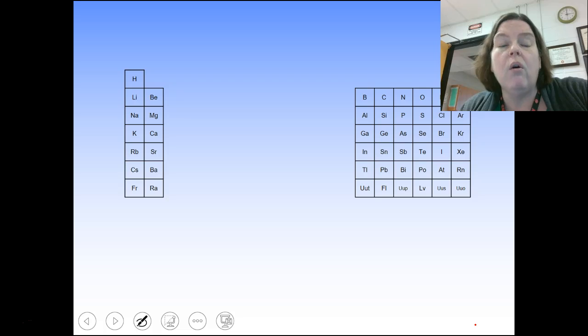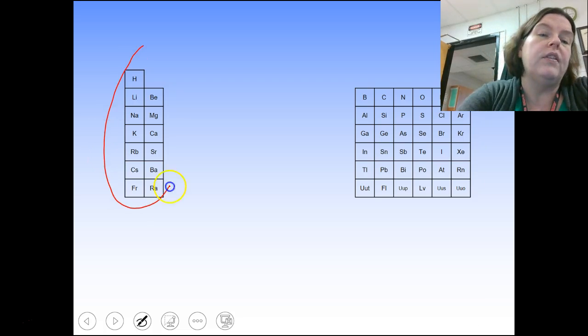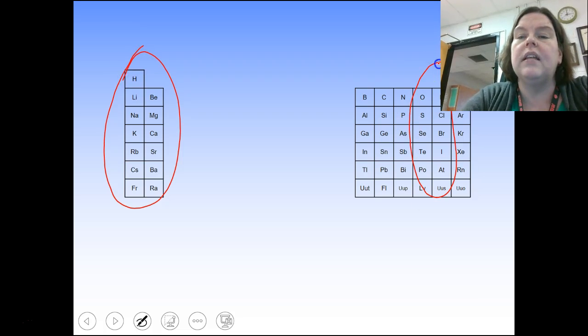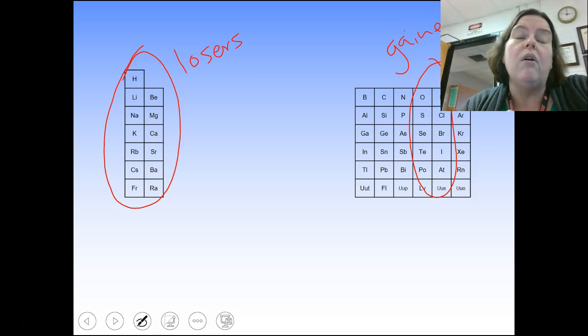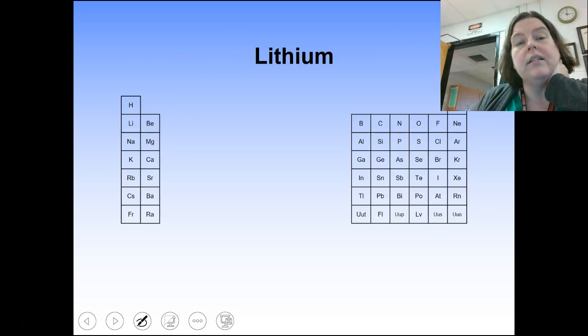So we know, in fact, that the things over here on this side of the periodic table want to lose, and that things over here on this side want to gain. So these are the losers, and these are the gainers. Okay? And we know that because of the trend that we have. So how can we get to a better idea of what's happening?